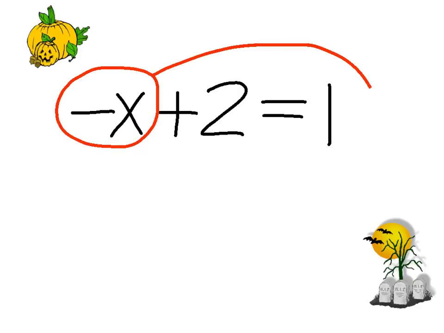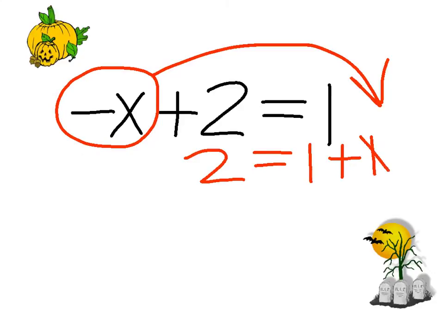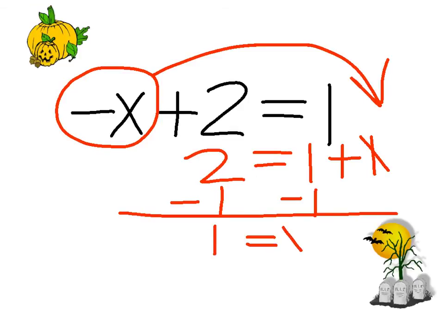Okay. For this one, you guys, remember, we can just take this x and bring it to the other side. When we do that, that makes it a positive x, so we have 1 plus x. Next, we subtract our number, which is 1, so we subtract 1 from both sides. 2 minus 1 is 1. That should have been your answer.